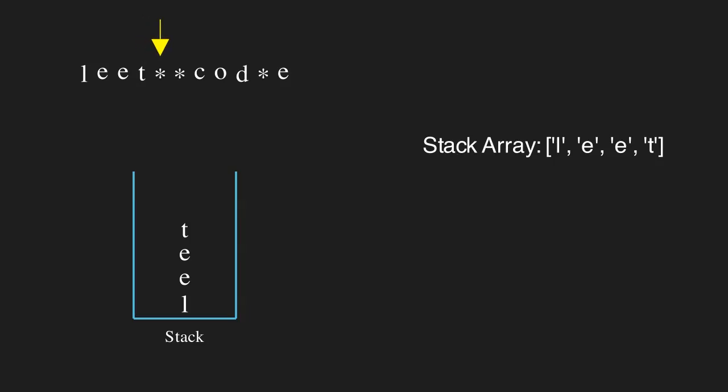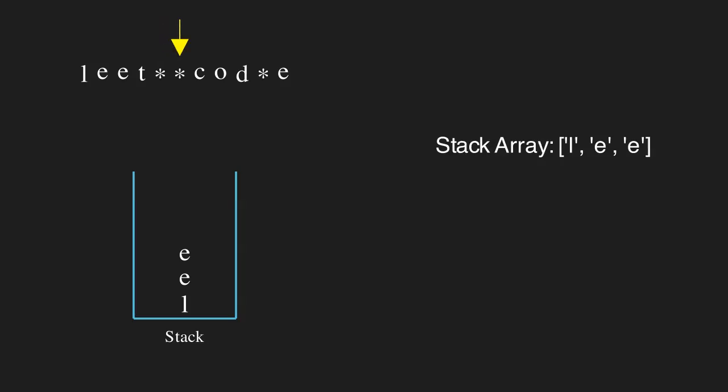Our stack state is L, E, E, T. The next character is a star. The problem's rule states we must remove the closest non-star character to its left. In our stack, this is exactly the top element. We perform a pop operation, removing the T. The resulting intermediate stack is L, E, E.